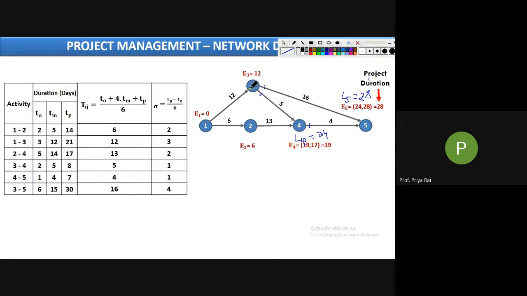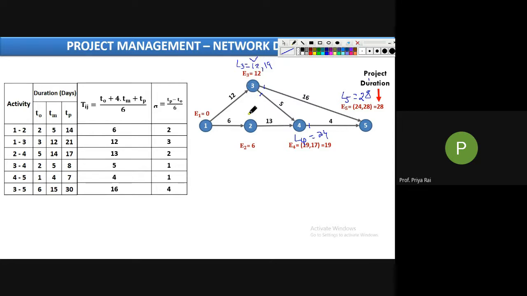Now tell me what the L3 values will be. There will be 2 values. When it is coming from 5, what is the value? 28 minus 16, 12. That is L5 minus 16. And when it is coming from L4, 19. Yes, 24 minus 5, 19. So the minimum is how much? 12. So we will take the minimum here. In case of E, maximum. In case of L, minimum.